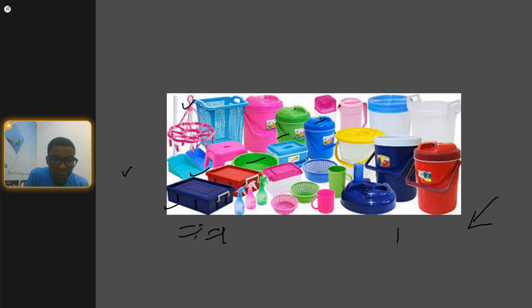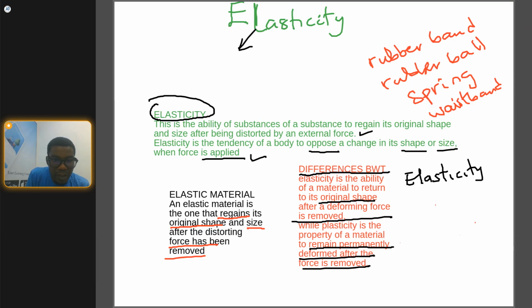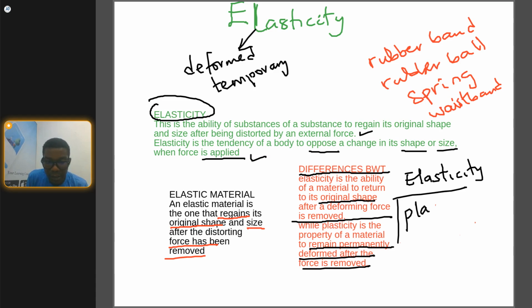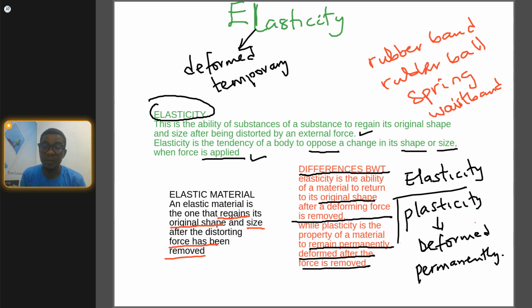That means elasticity. Let's take this note down. Elasticity is deformed temporarily, because it's going to gain back its position. But plasticity is deformed permanently. And this is a UTME question.